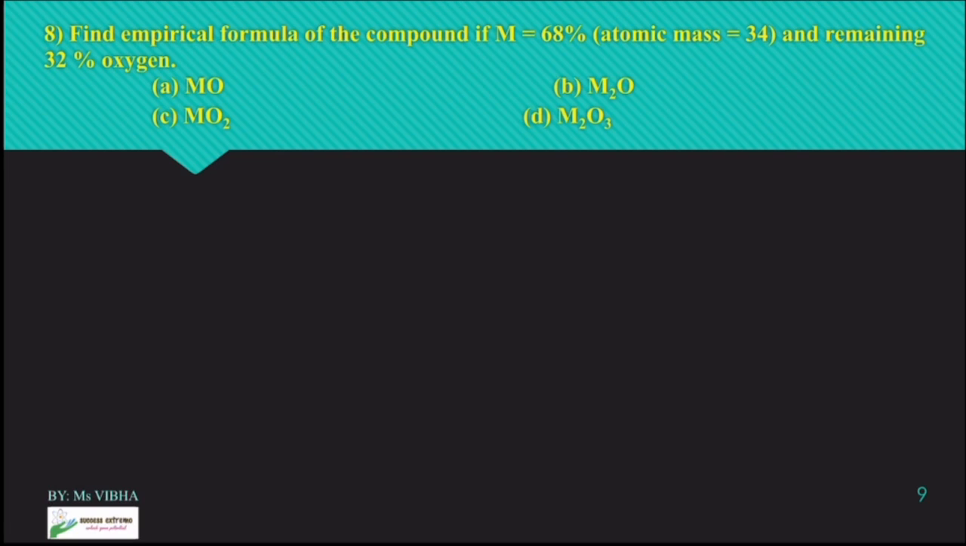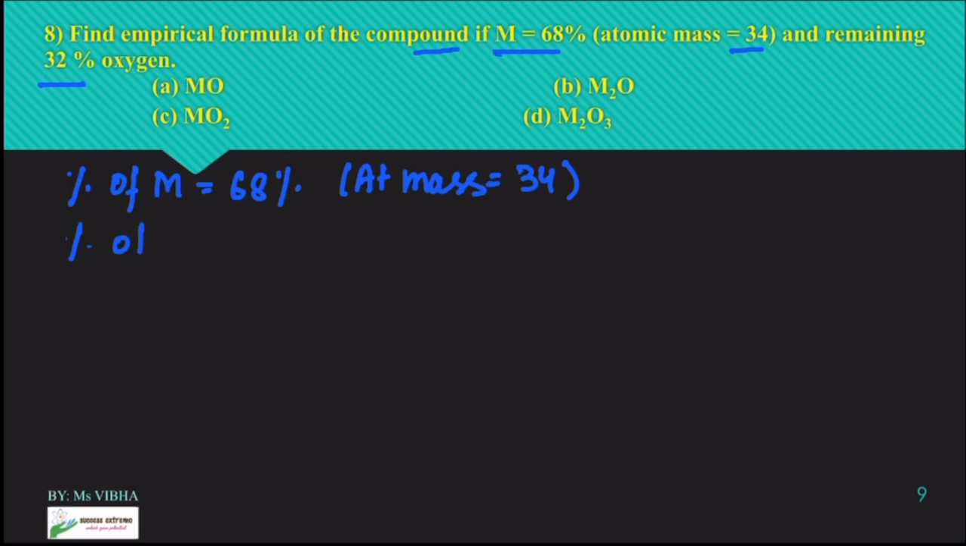The next question is: find the empirical formula of the compound in which M is 68% and its atomic mass is 34, and the remaining is 32% of oxygen. So we have been given percentage of M, which is equal to 68%. Its atomic mass is 34. Percentage of oxygen is given as 32%, and its atomic mass we already know, that is 16. And we have to find the empirical formula.